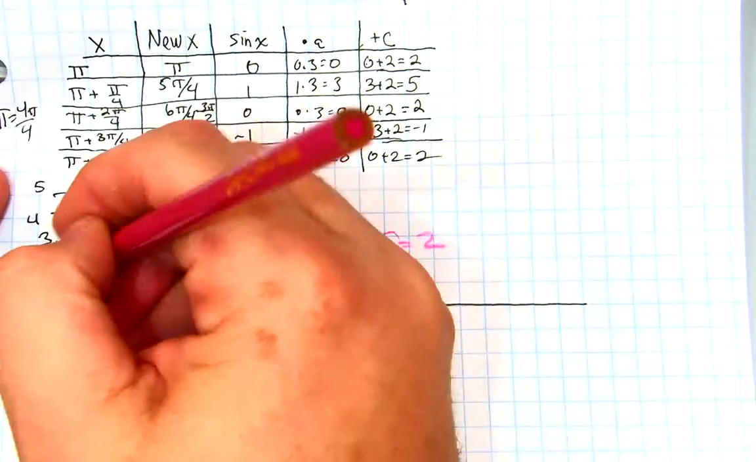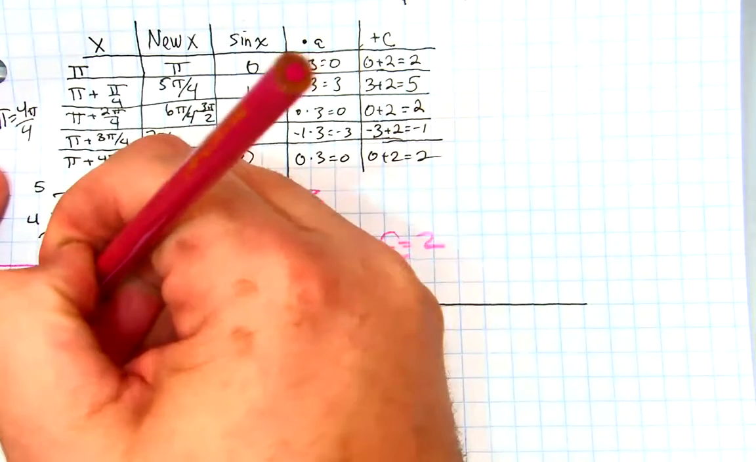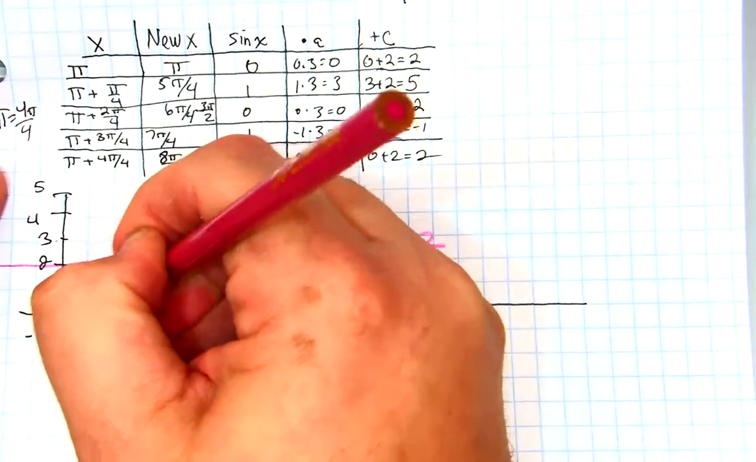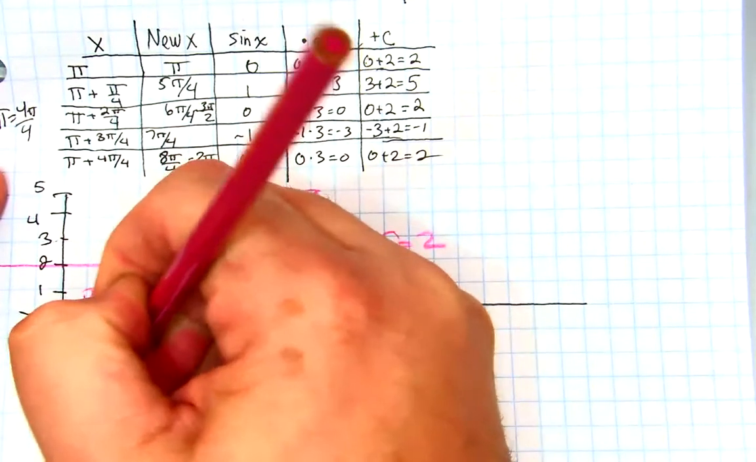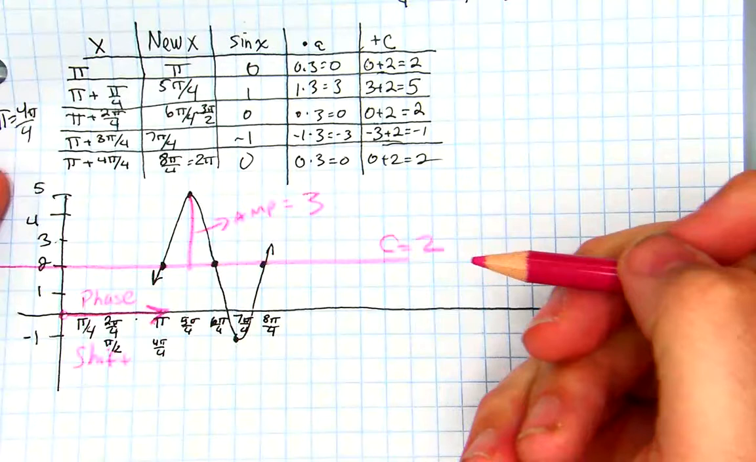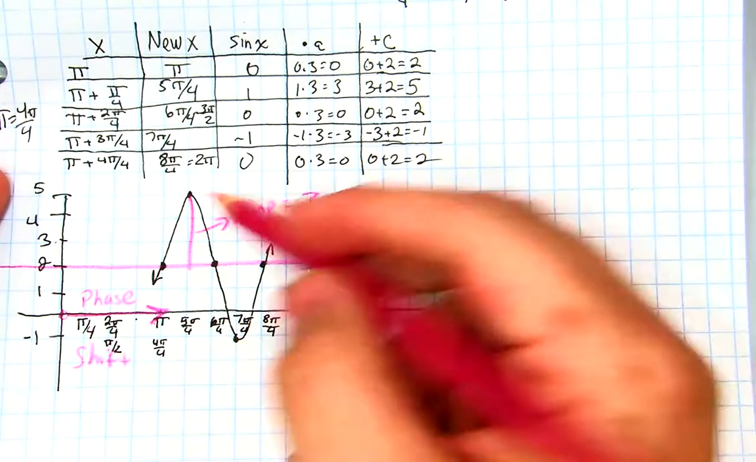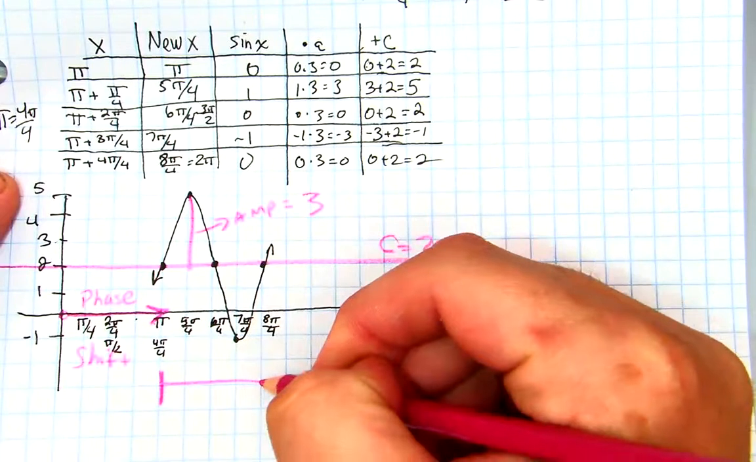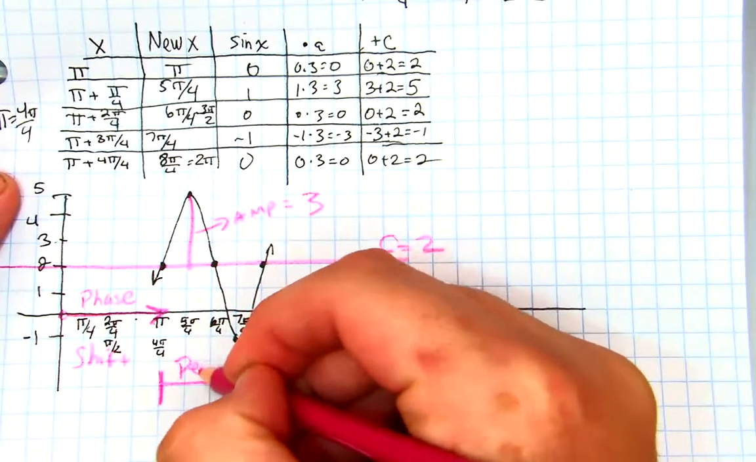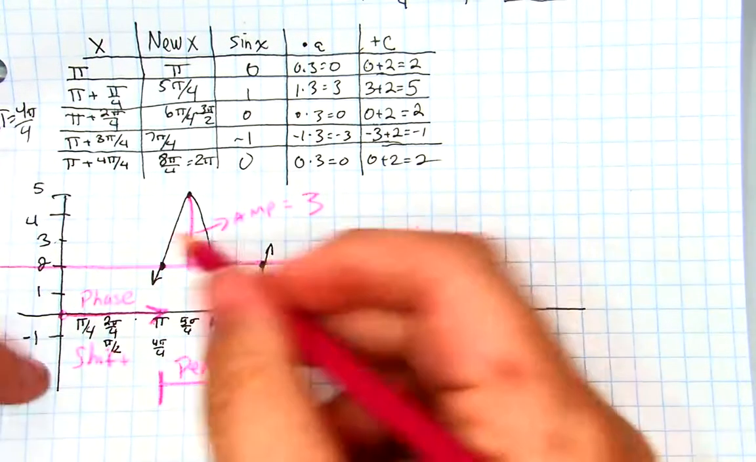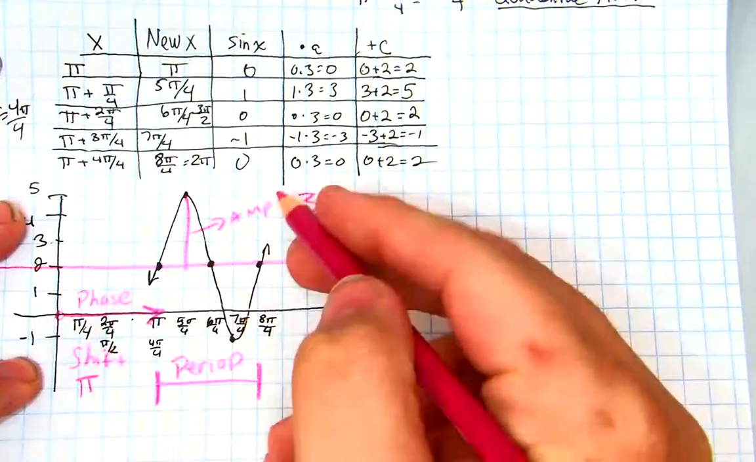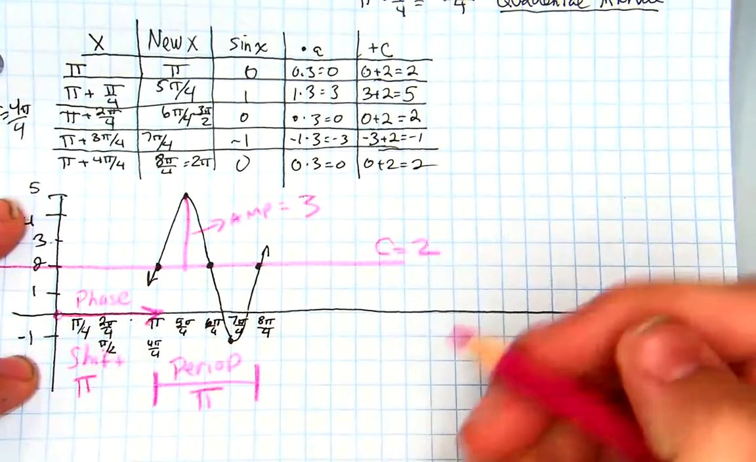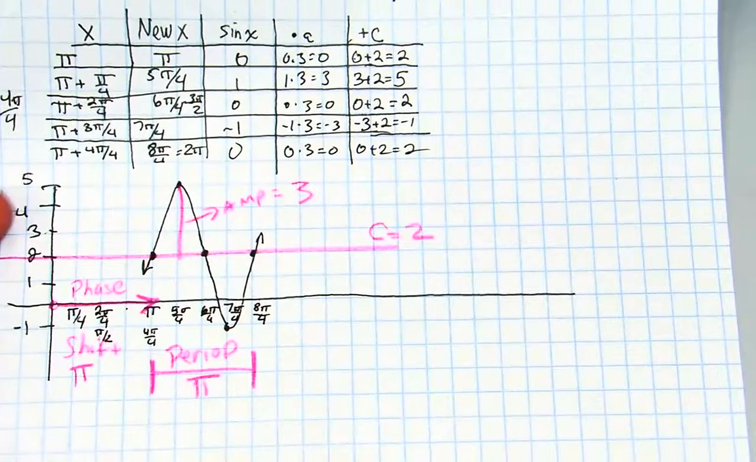Here's my phase shift. Normally I start here, but I started over to here. So here's my phase shift, and the period goes from here to here. There's my period. The phase shift was pi, and the period itself was pi. So all the different parts are there.